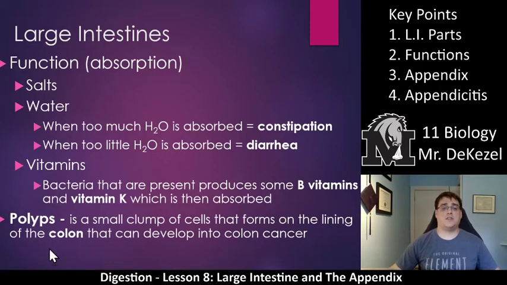Within the large intestine, you can also have polyps. Now, polyps are small clumps of cells that form on the inner lining of the colon that can develop into colon cancer. So they are kind of like the beginning stages of colon cancer. They're lumps within the colon, and they can be removed when there's not very many of them, but often there can be a lot of them, which is fairly concerning in terms of that person developing colon cancer.